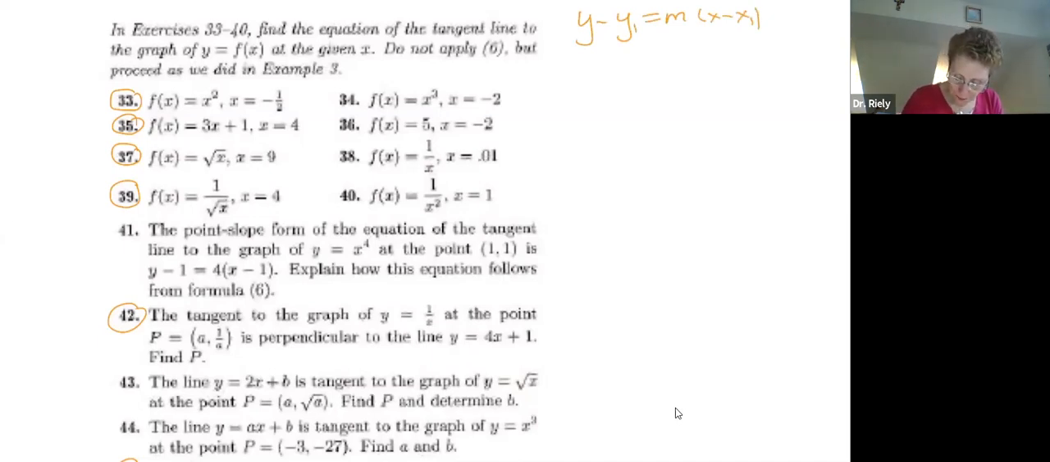Okay, so here we go. 33 is on deck, so let's start that. I need to find the equation of the tangent line. So I'm going to write y minus y1 equals m times x minus x1. Then I'm going to erase and plug things in. Right now, I know that x equals -1/2, so I'm going to erase right here and make this x plus 1/2. Okay, so I have that done already.